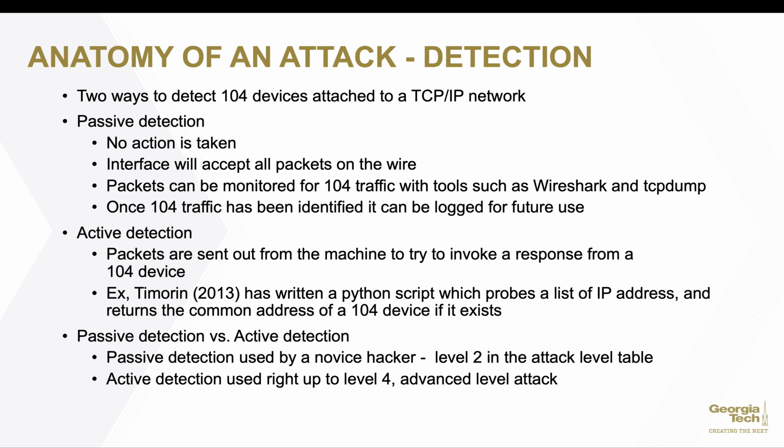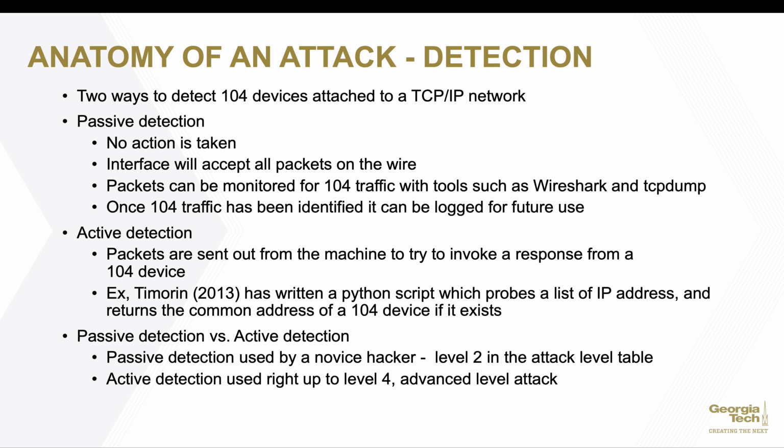The first step is detection. There are 2 ways to detect 104 devices attached to a TCP/IP network: passive and active. Passive detection is where no action is taken. The interface will accept all packets on the wire. Packets can be monitored for 104 traffic with tools such as Wireshark and tcpdump. Once 104 traffic has been identified, it can be logged for future use, such as replay attacks, or passed on to identify attack targets to be used in a future attack.